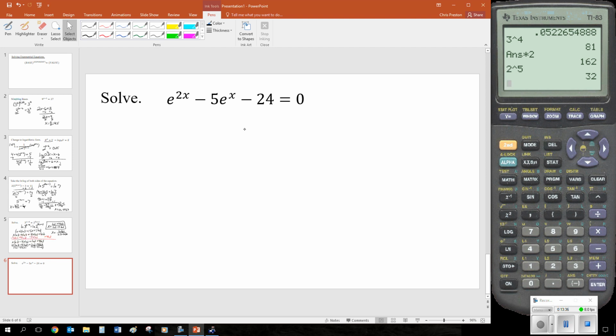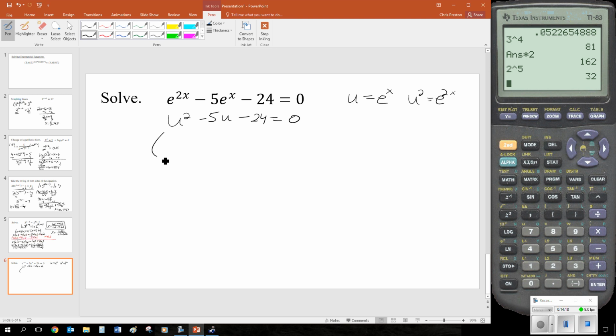All right, and then this last problem I wanted to go over was this type of expression. It's related to the last one in that you have a base exponent combination, another base exponent combination. But if you look at the shape of this, it looks like a quadratic. In fact, you could do a change of variable and say, let's make u equal e to the x, and so u squared would be e to the x squared, so e to the 2x. And so you could change this into u squared minus 5u minus 24 equals 0.